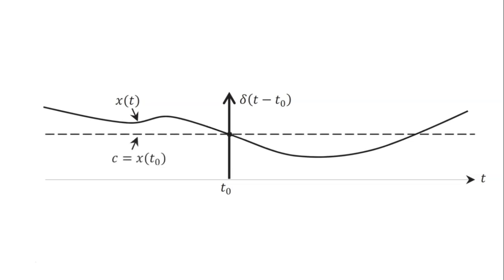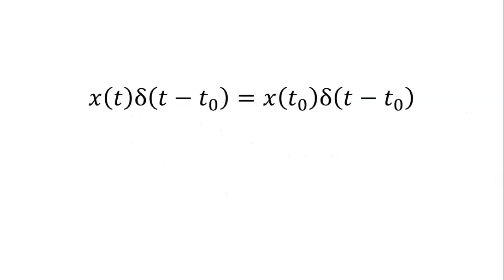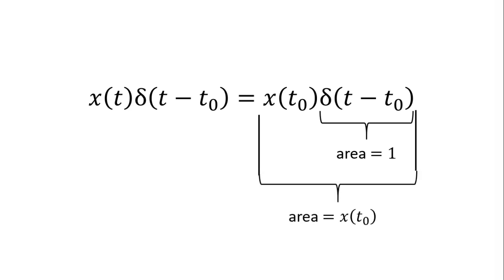In fact, we may replace x of t with a constant waveform c equal x of t0, and the product remains the same. That is stated here. x of t times delta of t minus t0 is equal to x of t0 times delta of t minus t0. Since a time-shifted impulse has area 1, when multiplied by x of t0, its area is scaled by that constant to now be x of t0.